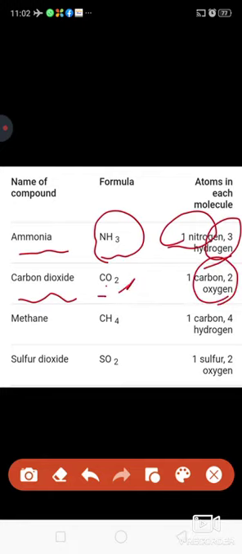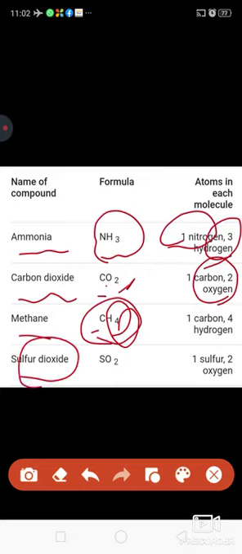Next is methane. Methane means CH4. It is very clear from the formula that it contains 1 atom of carbon and 4 atoms of hydrogen. Next is sulfur dioxide, SO2. Here S, 1 atom of sulfur and 2 atoms of oxygen.